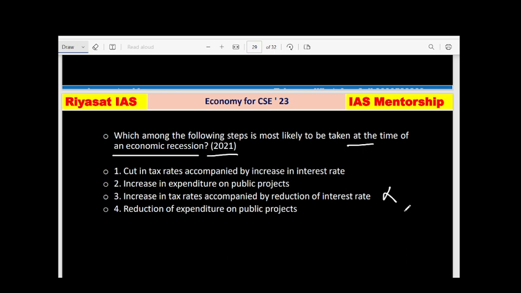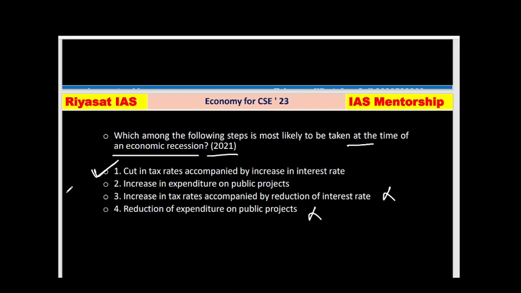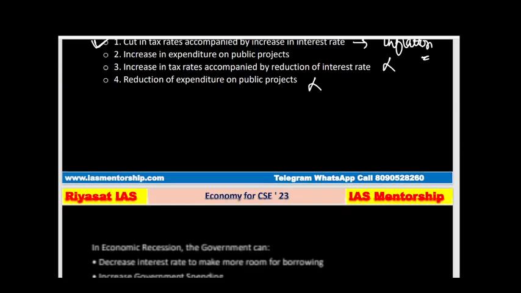Increase, so it will not do this, right? Reduction, it will not do this either. So if we go to the first option, it is the most accurate. Clear? Tax rate will be cut and then there will be increase in the tax. You can increase the tax rate to control the inflation. Why increase it later? So that we can control inflation as well. Okay? Yeah.